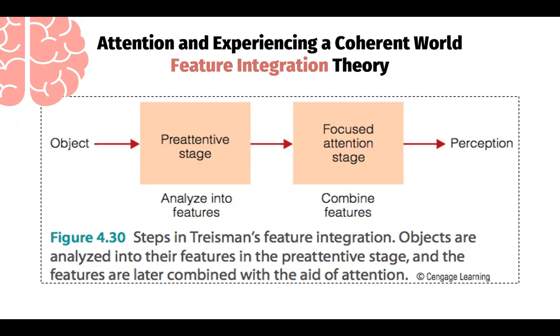Then the researcher argued that this stage is actually automatic. It's also unconscious and effortless. And in this stage, the features of an object are analyzed independently in separate areas of the brain and are not yet associated with a specific object. For example, during this pre-attentive stage, the visual system of a person observing a rolling red ball will process the quality of the redness, the roundness, and the movement separately.